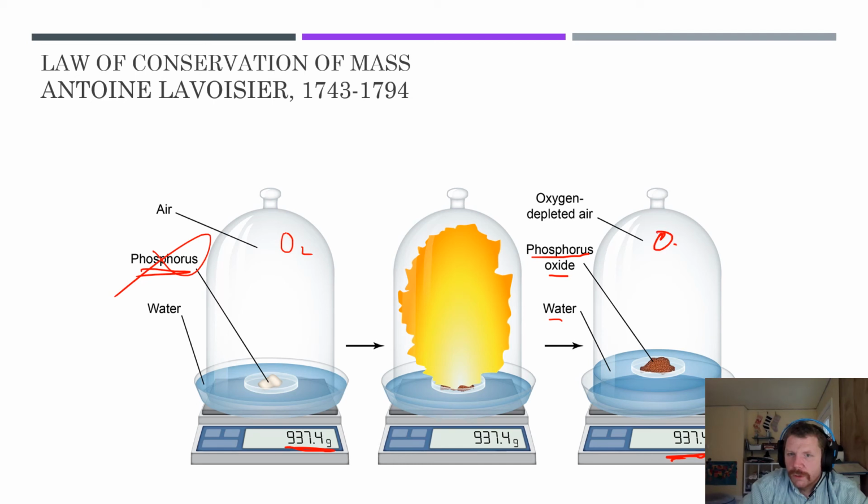So I'm going to write O2 down. Gone. That's what I meant to say, done and gone in the same word. So that oxygen and that phosphorus have both been depleted, in which case now we have phosphorus oxide, and we have a total mass of 937.4 grams within this system. So our mass has not changed at all.